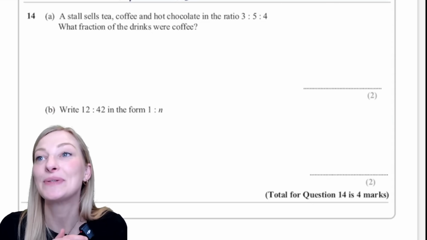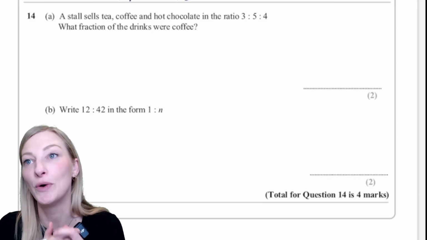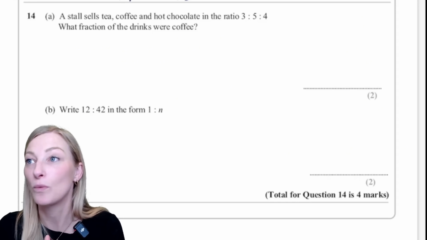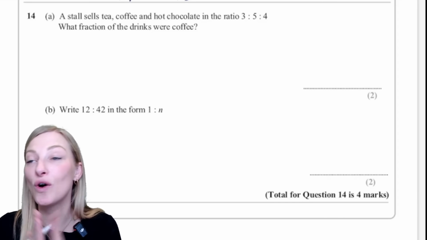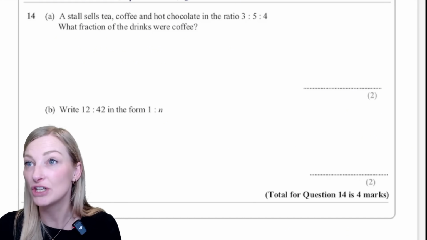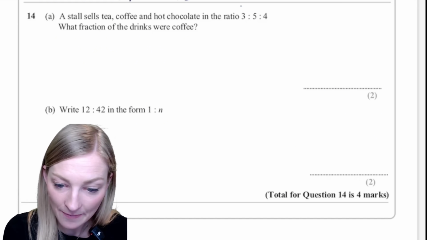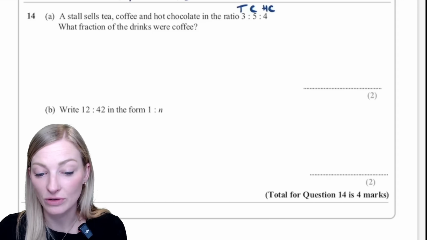A stall sells tea, coffee and hot chocolate in the ratio 3 to 5 to 4. What fraction of the drinks were coffee? So tea, coffee, hot chocolate. The order of the words in the question is the same as the order of the ratio. So I know that this is tea, this is coffee, and this is hot chocolate. What fraction of the drinks were coffee?